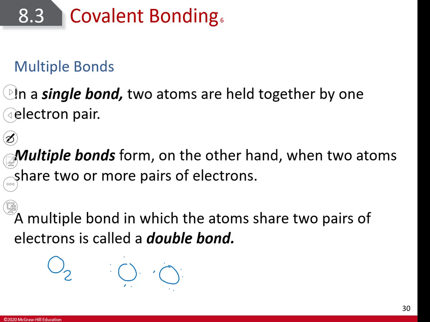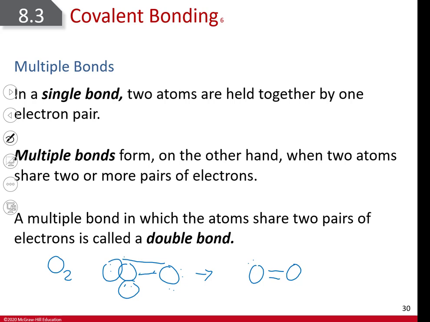So each one of them can make how many bonds? 2. So if they're bonding with each other, I'm going to draw how many lines between them? 2. So single electron to single electron, single electron to single electron. Let's make it a little bit prettier. I have 2 bonds between the oxygens, and each oxygen also still has 2 lone pairs.